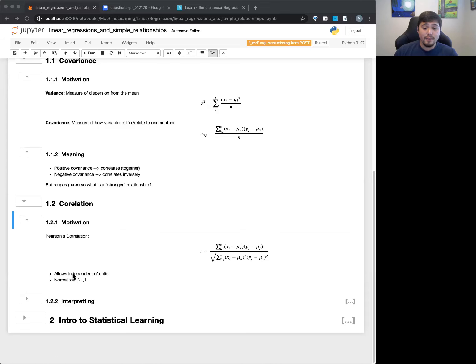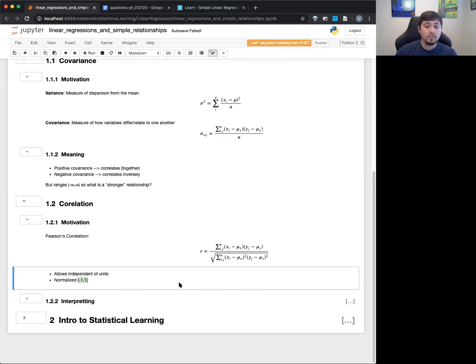And what's nice about this is that we're independent of units, so we don't have to worry about the scaling of each x and y. We don't care if it's dollars or number of bunnies. And what's nice too is that it's normalized across -1 and 1. So again, negative correlation, positive correlation, we can still do that interpretation, but now we're restricted to -1 and 1. And that makes it a lot easier to compare the correlations.